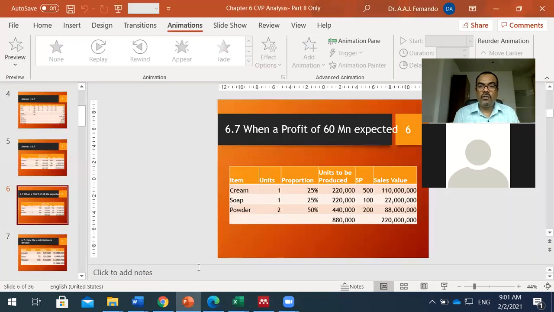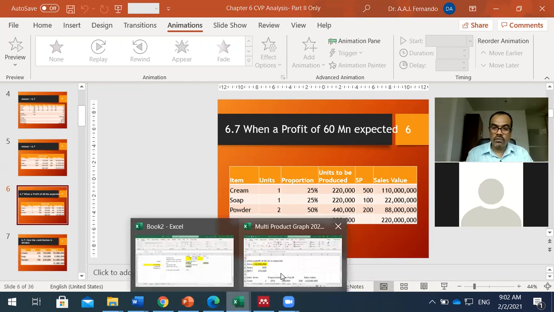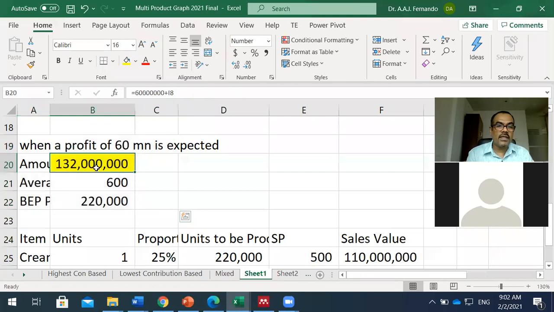For example, if you get the same question in the examination and you are asked to calculate the number of packs or units to be produced at the level where the company expects 60 million profit, yes, of course, quickly go to your calculator, take the total amount to be recovered, that is 132 million, divided by simply 600. So 220. You need to be very specific, right? You can't say 220 units. You have to say that the level of production should be 220 packs or 880 units. That's it.